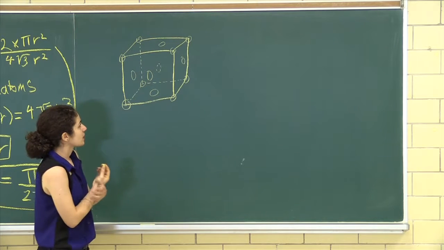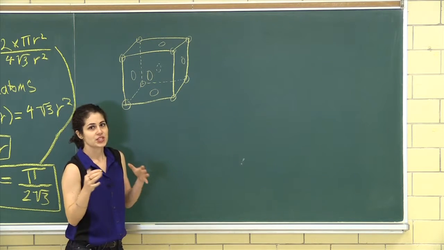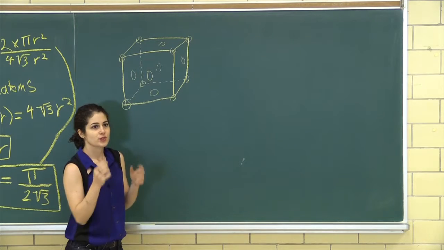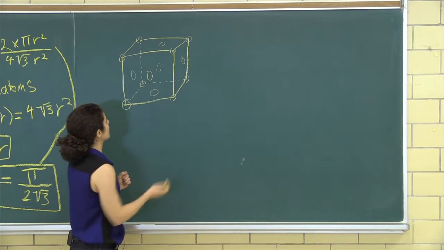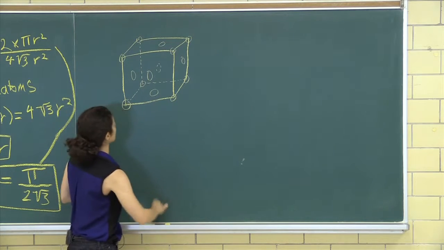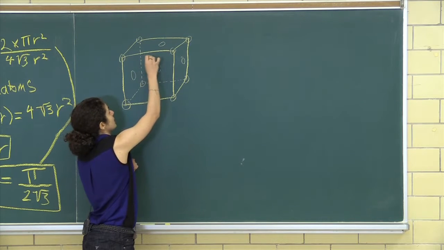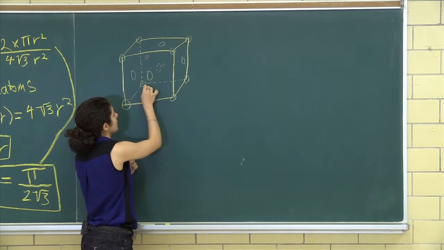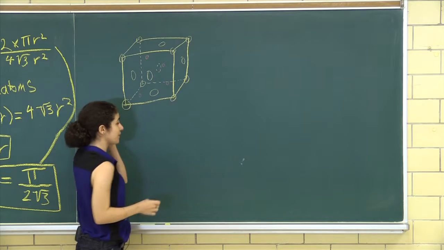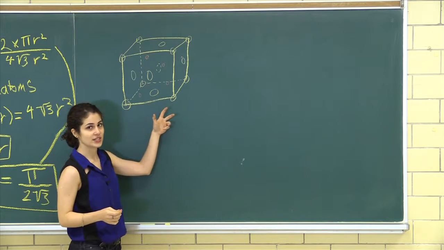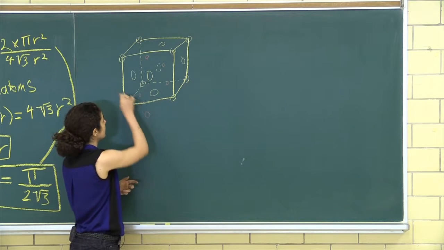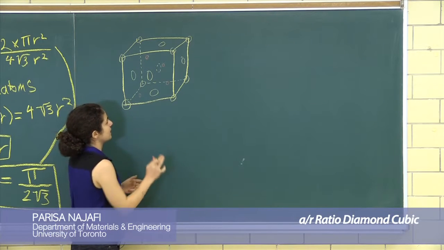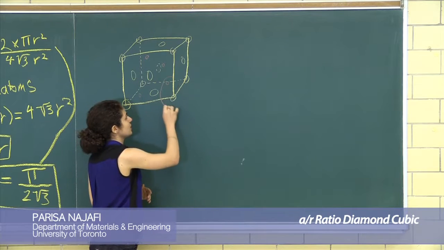Okay. But what's happening is in diamond cubic, just like in zinc blende, you have 2 atoms on the top and 2 atoms on the bottom. So if I were to draw it with a different color, it would look like this one here and this one here. And since that one's in the back, this one in the front, that one in the back. I'm going to concentrate on one section so I can find the A to R ratio. So I would do this part.